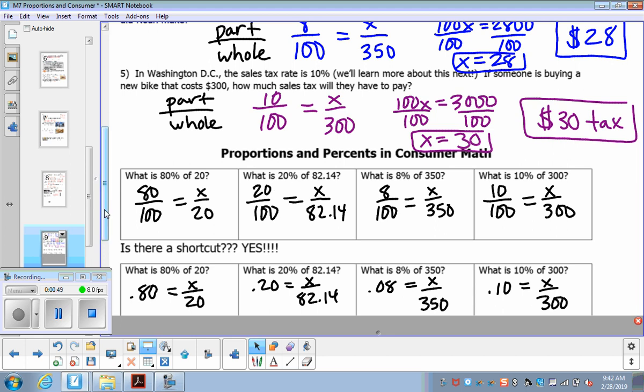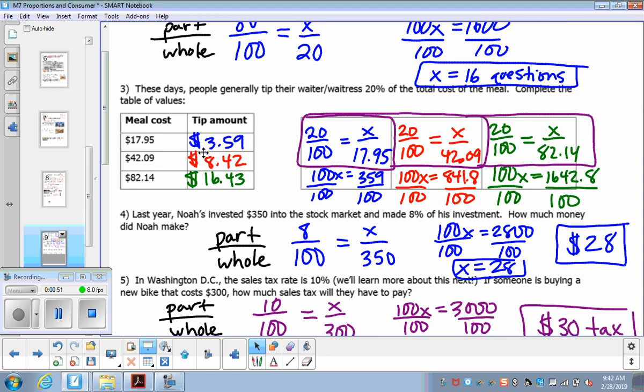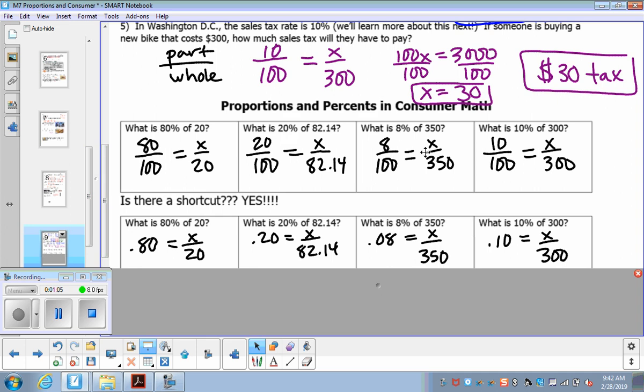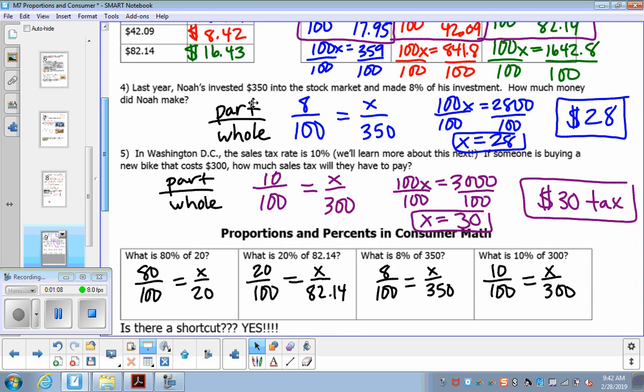20% of 82.14, we found that one right here when we found 20% of the $82.14 to see that that person would leave a $16.43 tip. So right here is where we found 20% of the 82.14. Right here for the 8% of 350 was the question about Noah, where we found 8% of his $350 investment. And for the last one, we found 10% of something that cost $300.